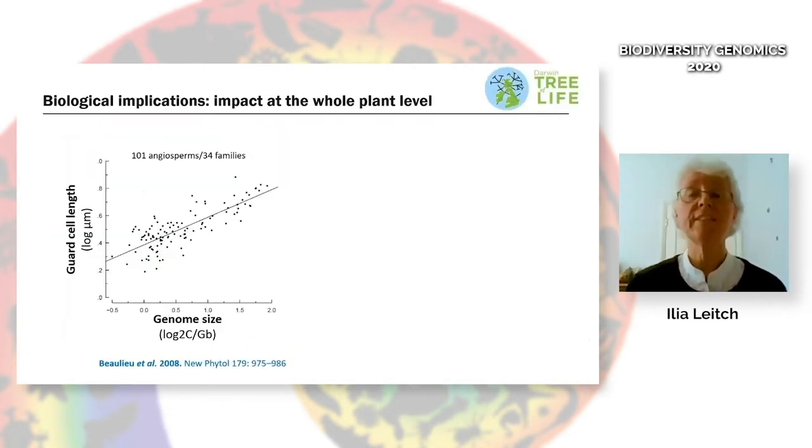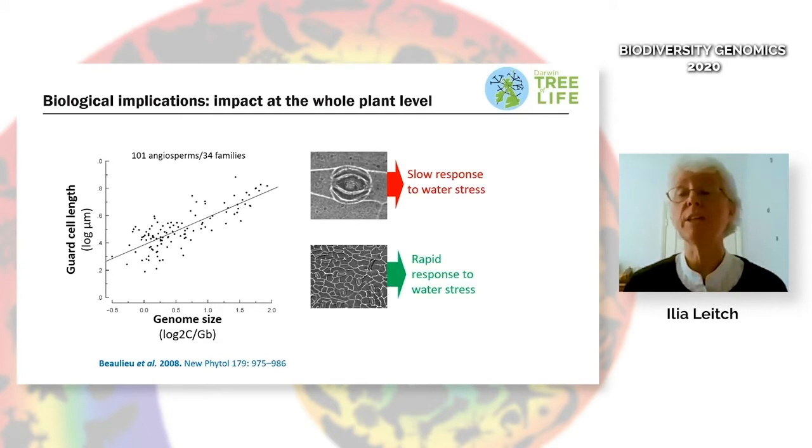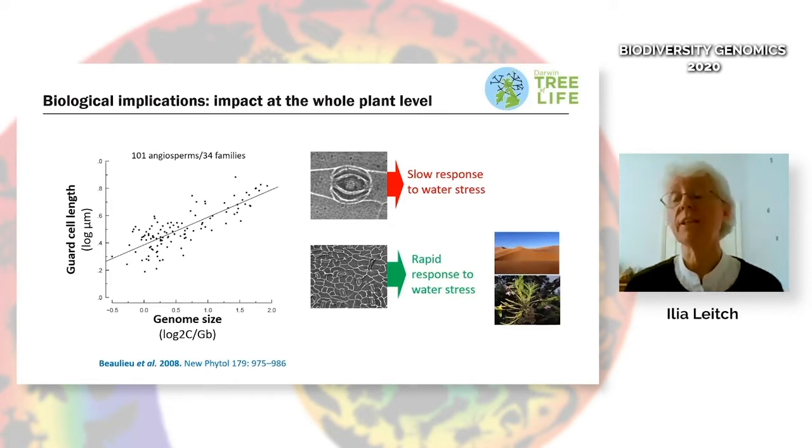I just want to show you this relationship of genome size and guard cell length to show you how it can impact on a plant's ability to grow and compete in water-stressed environments. And this is because what we do know is that species with small guard cells show a much more rapid response to water stress than those with big genomes. And so perhaps it's not surprising that in water-stressed environments, such as desert-like environments with low rainfall and those in epiphytic plants, for example, the species that are able to grow are characterized by small guard cells.